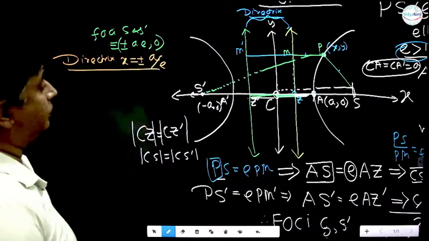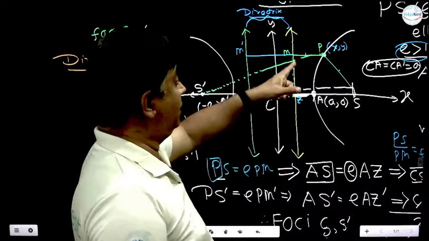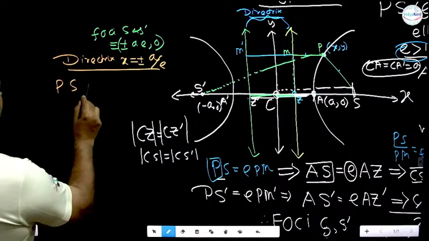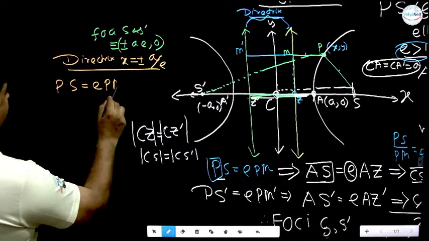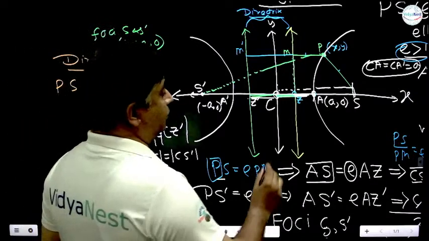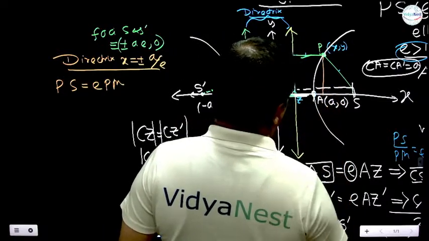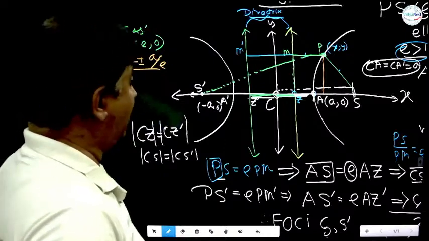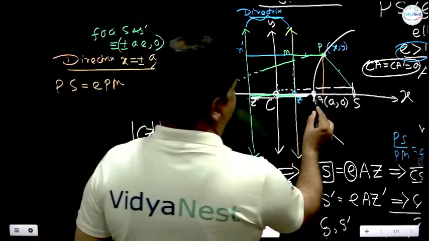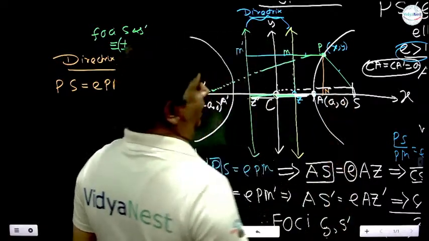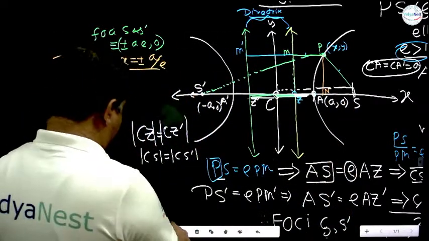Now you take the relation PS is equal to E PM again. PS is equal to EPM, and do one thing. From P you drop a perpendicular. What is the use of it? That we will see. And label the foot of the perpendicular by N, capital N. Just wait.